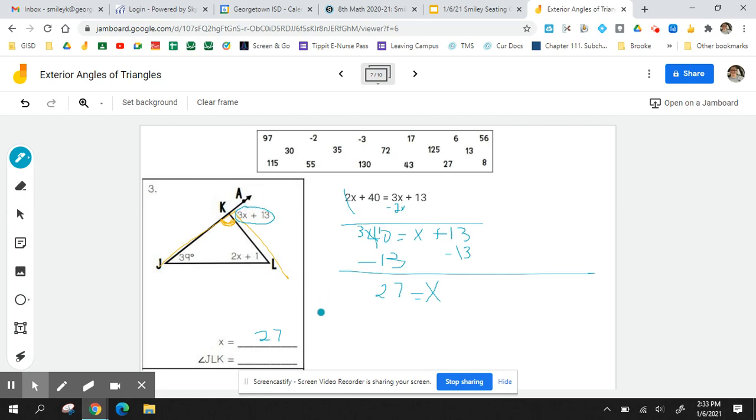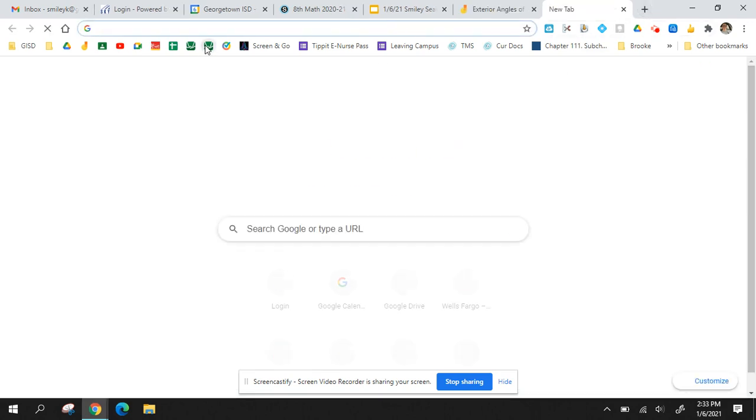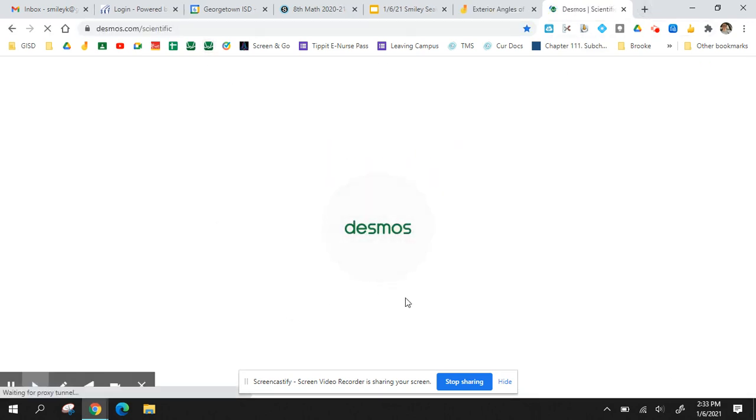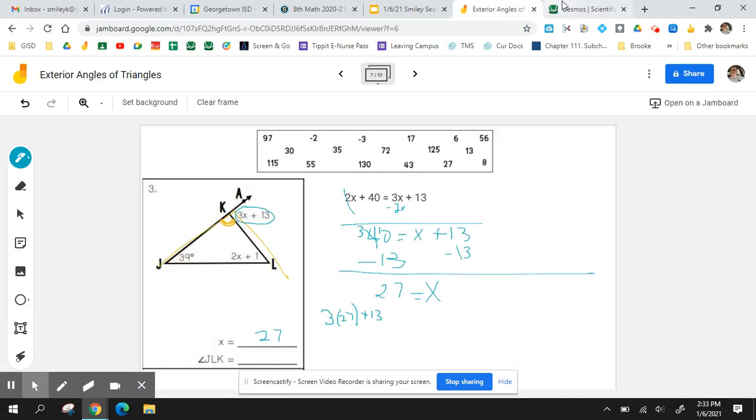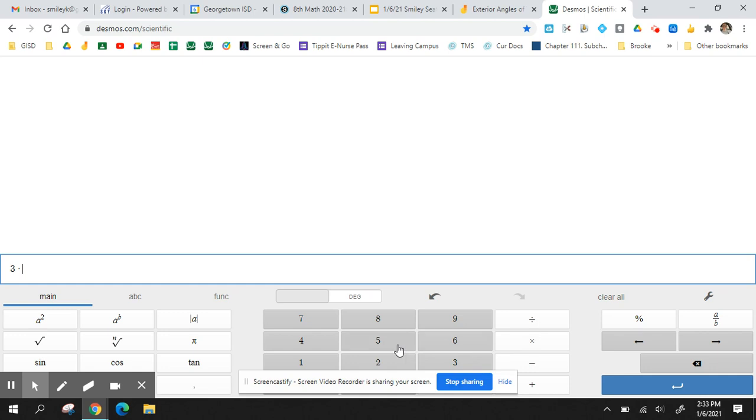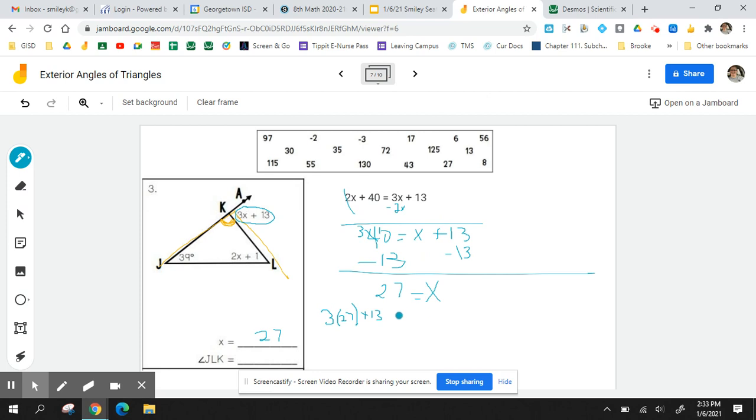So we're going to say, what is 3 times 27 plus 13? I'm going to run over to Desmos real quick. Look back at my numbers. 3 times 27, and then plus 13. 94 is our answer. So what does that mean for us? Well, we still have another step to do. So this answer is 94.